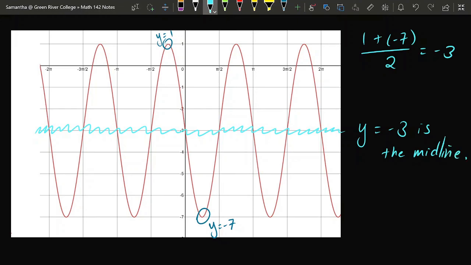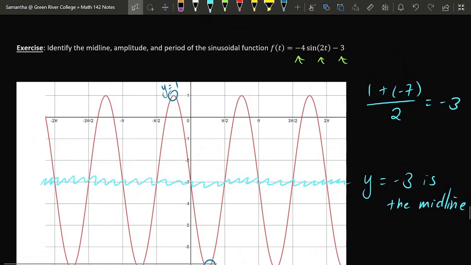Now pause for just a second. Negative 3 is interesting because it actually shows up in our formula. Negative 3 was the location of the midline, and it just so happens that negative 3 was also the number being subtracted here in the output.